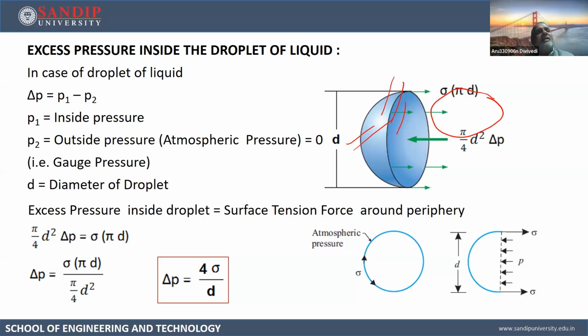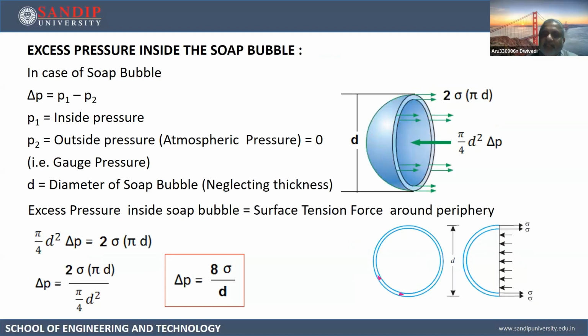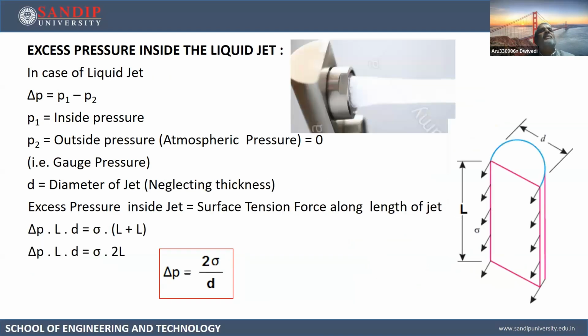You have to remember that for a droplet, it is 4 sigma upon d. Then for the soap bubble, it is 8 sigma upon d. And for the excess pressure inside the liquid jet, it is 2 sigma upon d. If you have a good memory, it is well and good. But even then you have to understand how you get 4 sigma upon d, 8 sigma upon d for the soap bubble and 2 sigma upon d for the liquid jet as a delta P. Delta P means the excess pressure inside and outside the bubble or jet or the droplet.